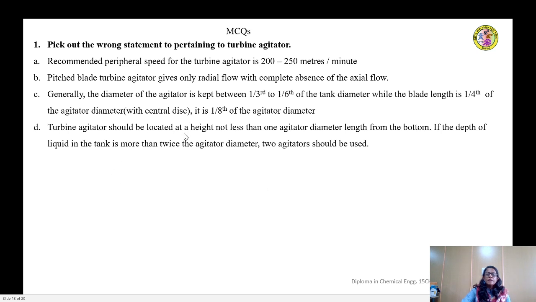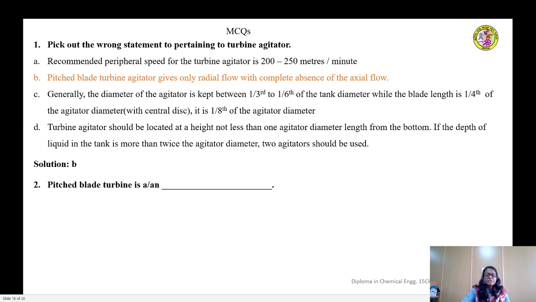If you carefully go through all the statements and recall the concepts discussed in the class, you will find out that the second statement, which says that the pitch bladed turbine agitator gives only radial flow without any presence of axial flow, is the wrong statement, because pitch bladed turbine is the only turbine that produces axial flow, not radial flow. So the right option for the given question is option B.